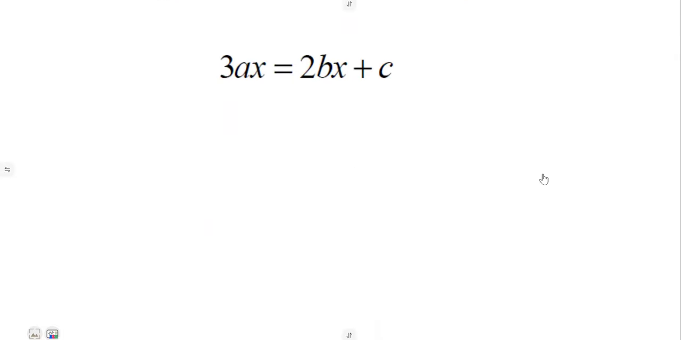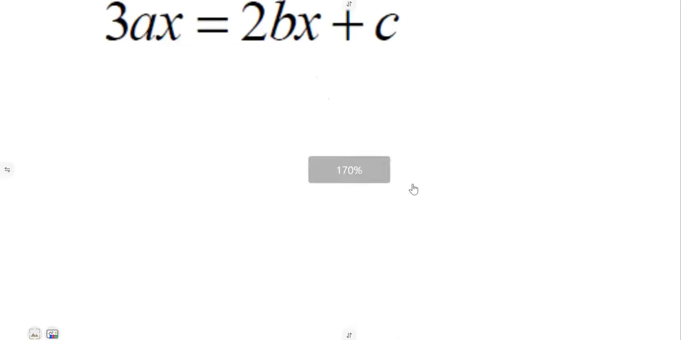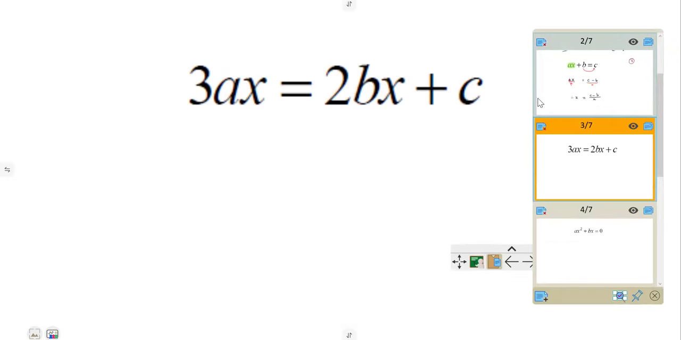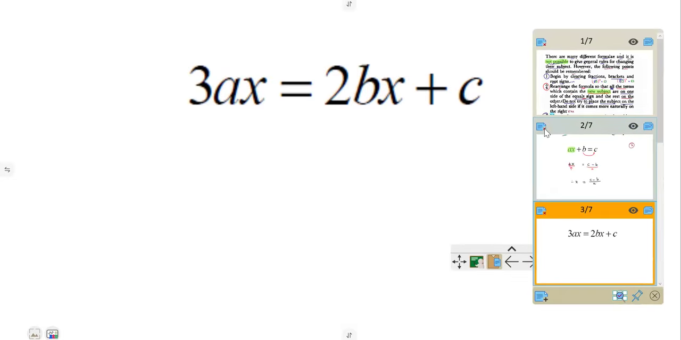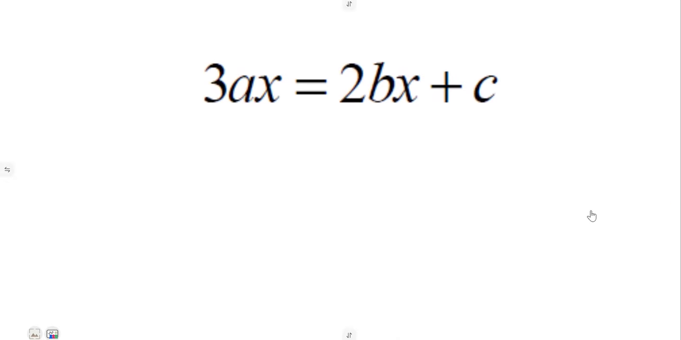Given 3ax is equal to 2bx plus c. This is what we are given here. I want to get rid of this one. So this is what we have: 3ax is equal to 2bx plus c.